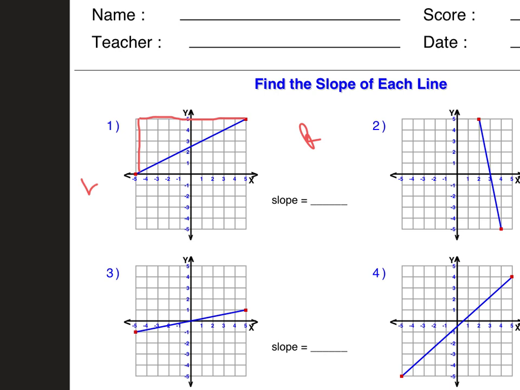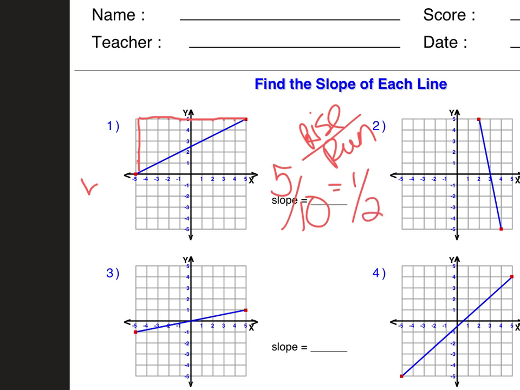So when you find the slope, basically what you're doing is you just want to see the rise over the run, right? So we're going to go up and down first. 1, 2, 3, 4, 5, right? And then the run, we're going over 2, 3, 4, 5, 6, 7, 8, 9, 10. 5 over 10, which is the same thing as 1/2. So that is the slope of number 1.